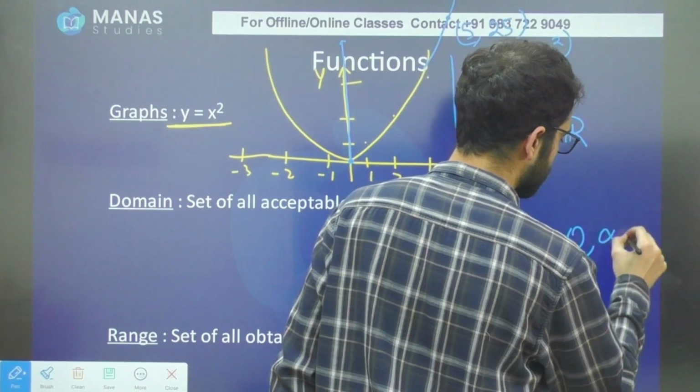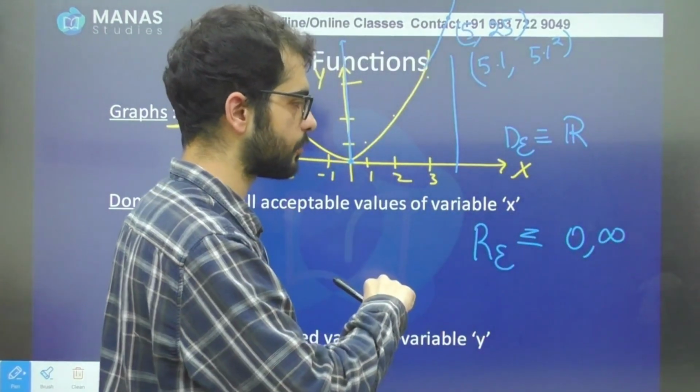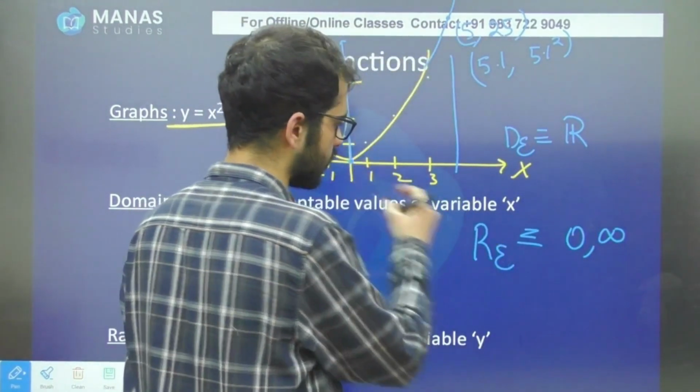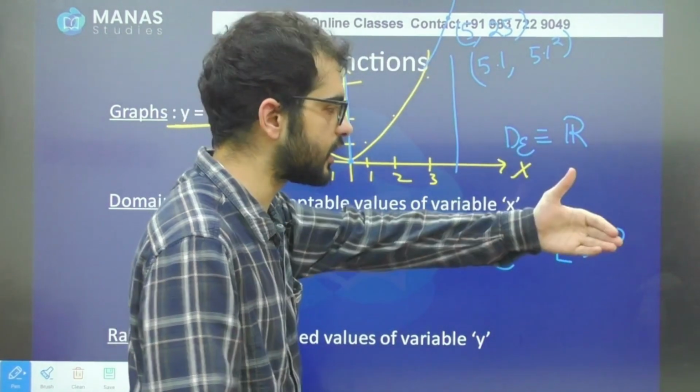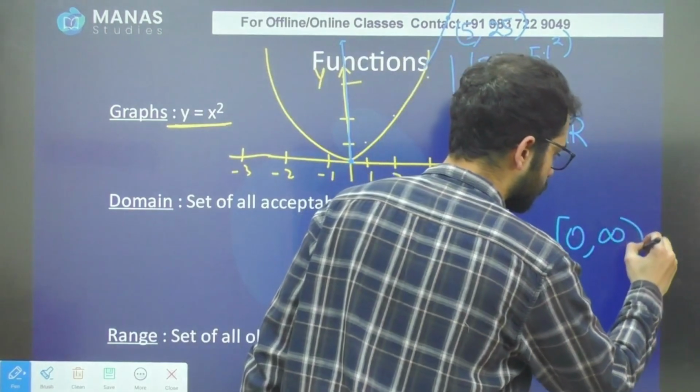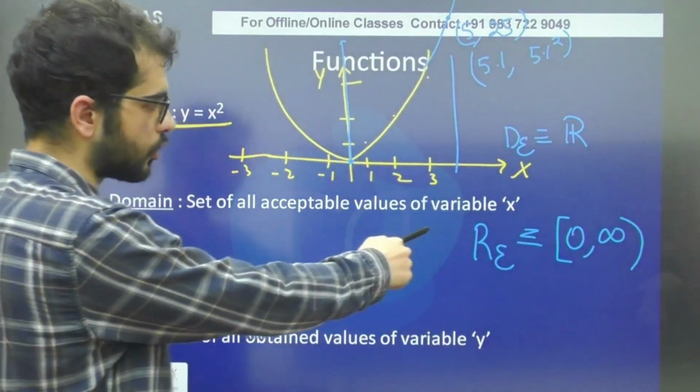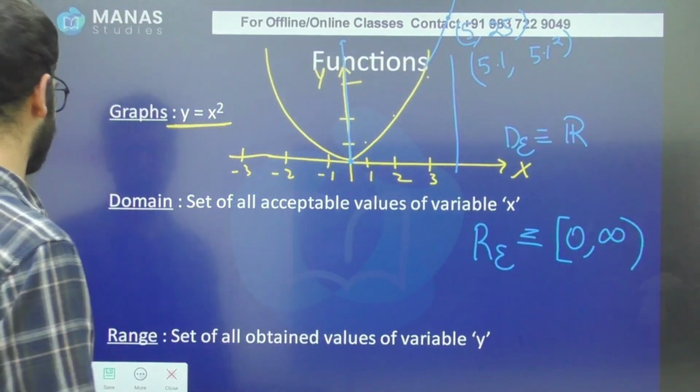So the interval will be 0 to infinity, and as we had covered in the previous chapter, 0 is included. So we are going to draw a square bracket, but because we cannot reach infinity, therefore we are going to put an open bracket. So 0 is included, infinity is not included.